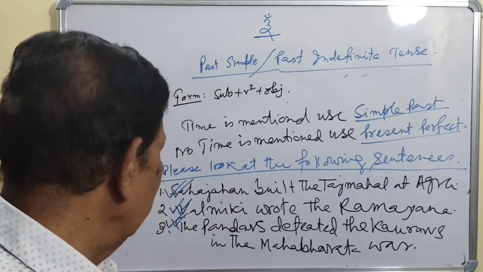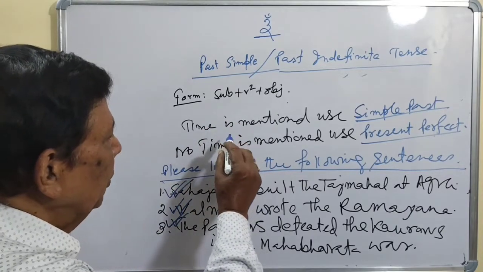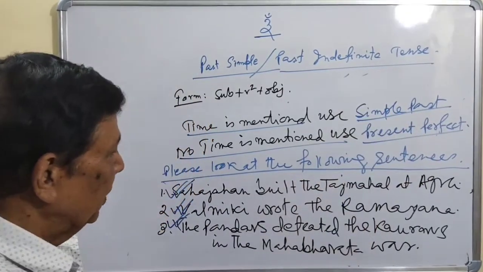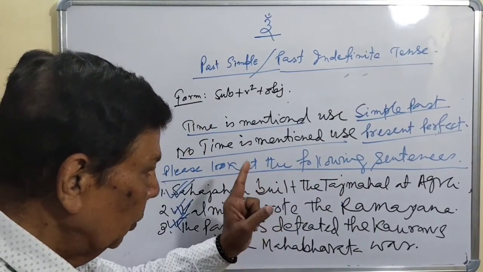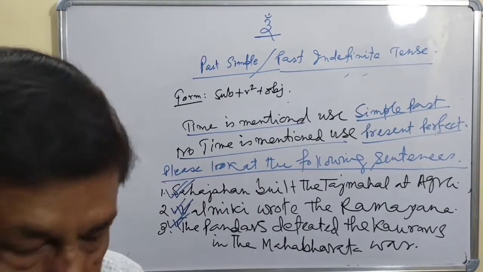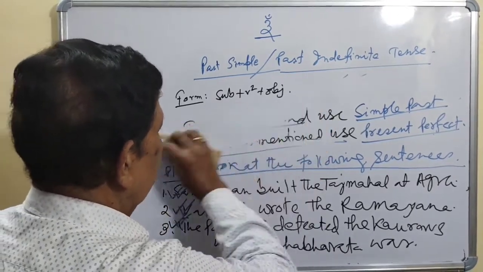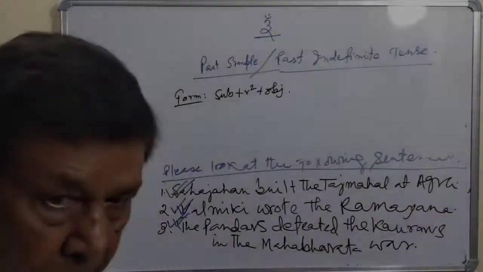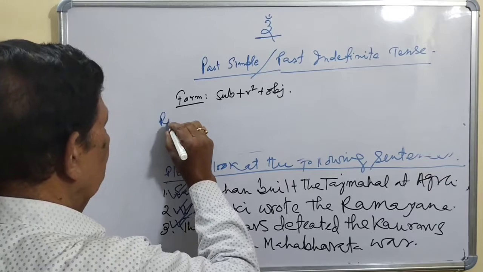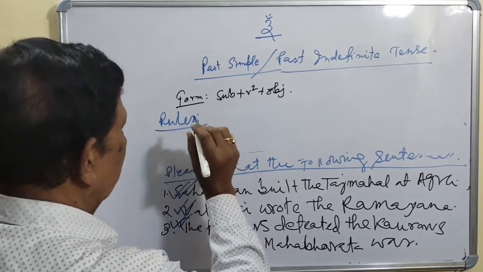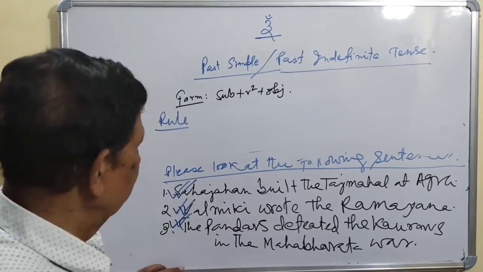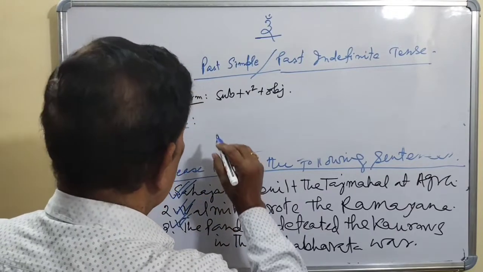But why is it correct? You can ask me. Although just now I told you, time is mentioned, use simple past; no time is mentioned, use present perfect. Still, although no time is mentioned here, why are these sentences correct? Now I am giving you the rules for these sentences. Remember what I am telling you, the rules.